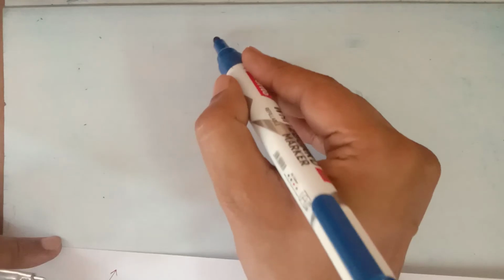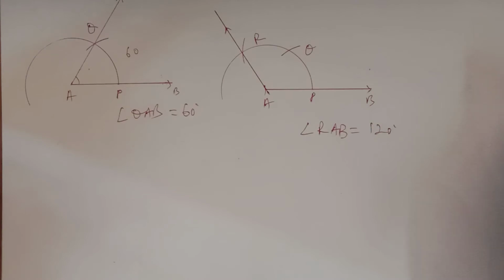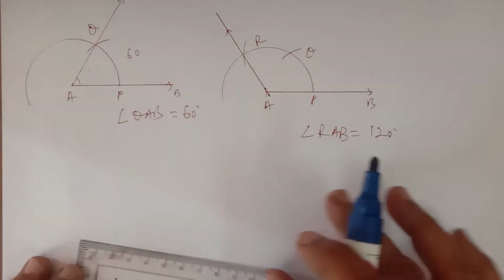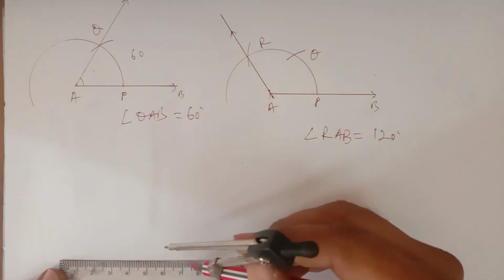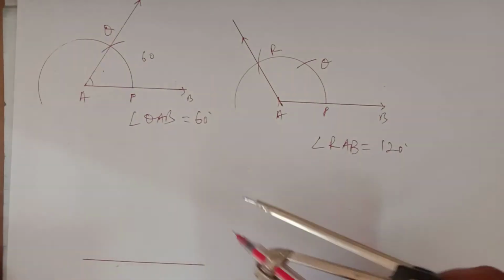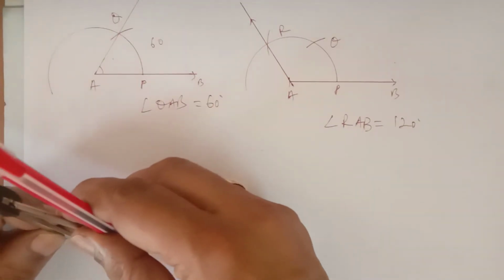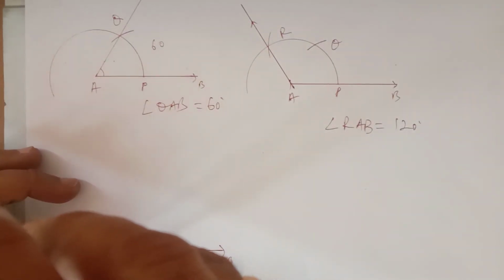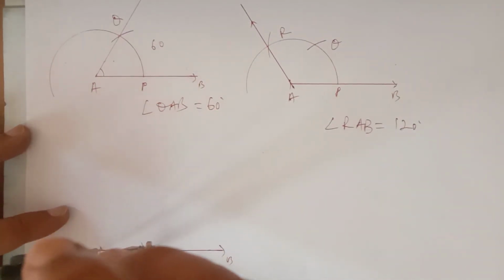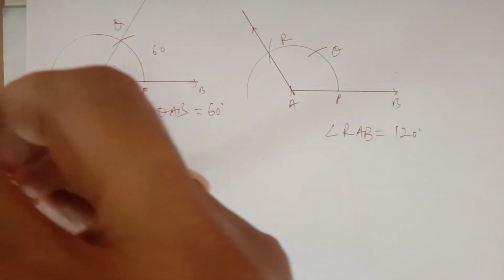Now after that, we draw the angle of 90 degree by using compass and scale. You simply draw the line segment or ray. Let us call it A and B. With A as a center and any suitable radius, you draw an arc or a semicircle like this.